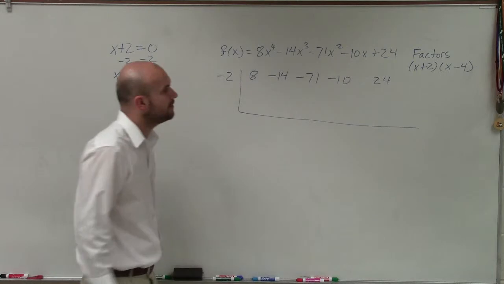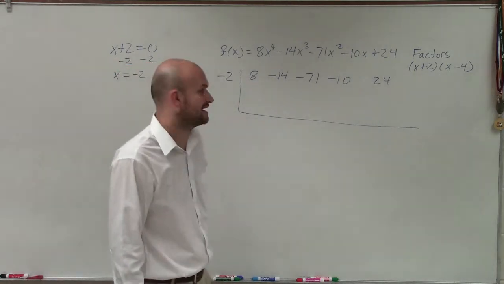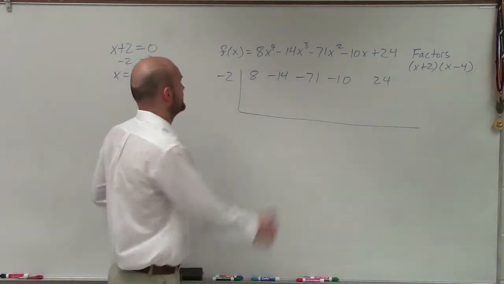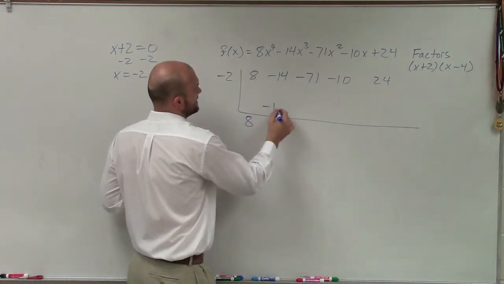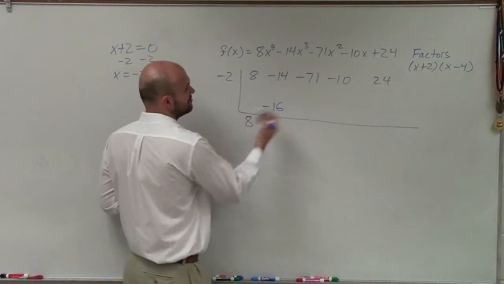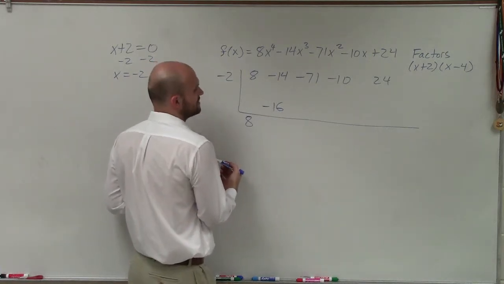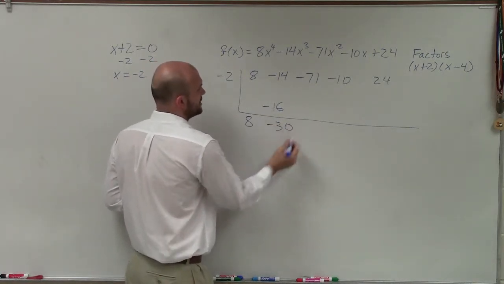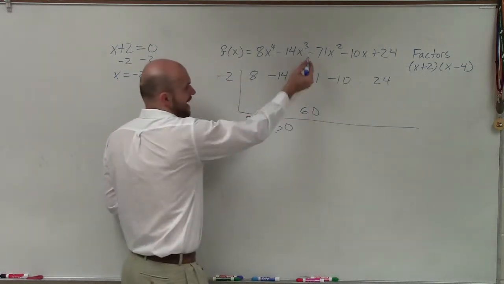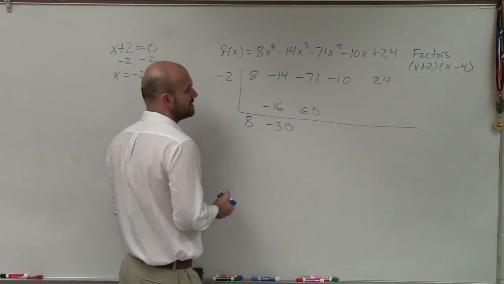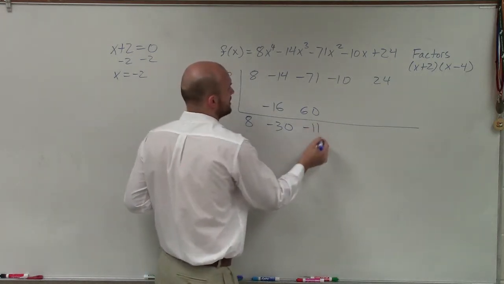Alright, so now I'm going to apply synthetic division to find a remaining factor. The first thing I do is bring down 8. 8 times negative 2 is going to be a negative 16. Negative 14 plus negative 16 is going to be a negative 30. Negative 30 times negative 2 is going to be a positive 60. Add vertically, negative 71 plus 60 is going to be a negative 11.